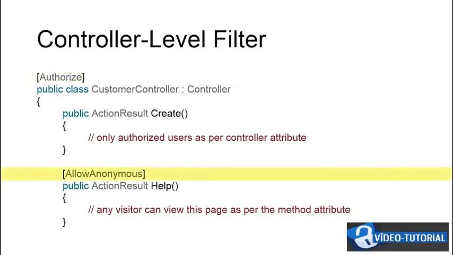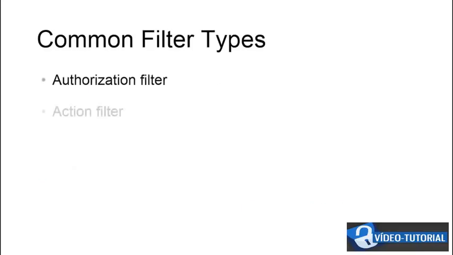I just want to mention briefly that in addition to authorization, it's also possible to handle authentication at the controller or action level with an authentication filter, which is new in MVC5. But we're just going to be focusing on the more common application level authentication when we get to talking about security. Another type of filter is the action filter.